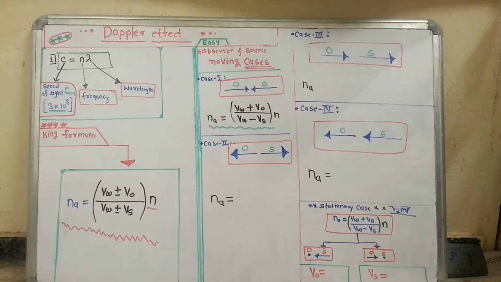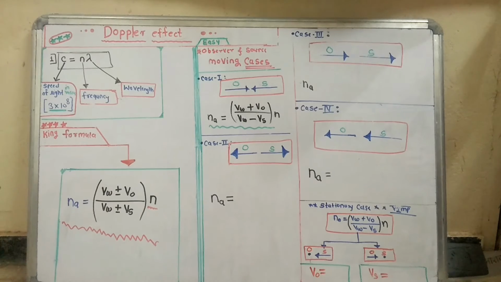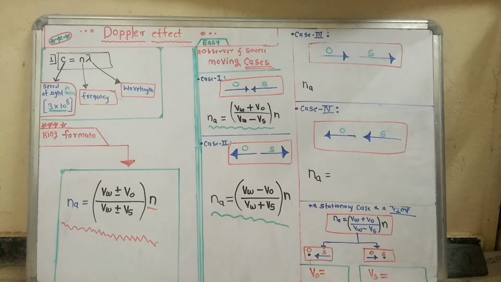Our next case is when the observer and the source are moving in opposite directions. Then the apparent frequency is V wave minus V observer upon V wave plus V source, into frequency. Only the signs change in this formula. Here the observer is moving in the left direction, so V wave minus V observer, and the source is moving in the right direction, so V wave plus V source. This is a key for remembering easily.